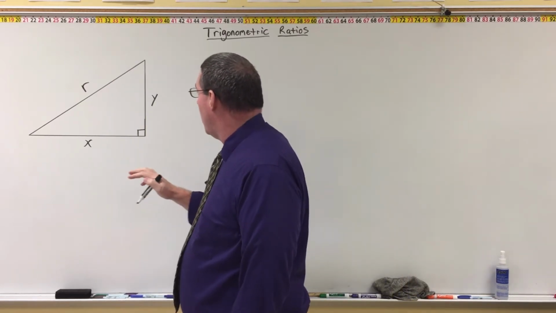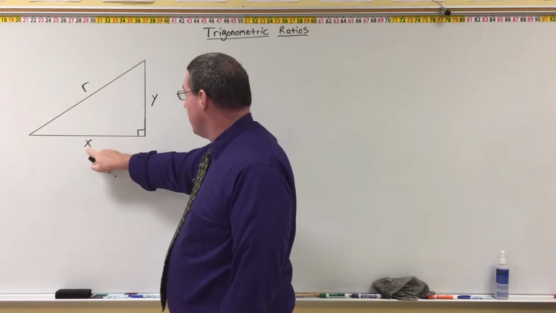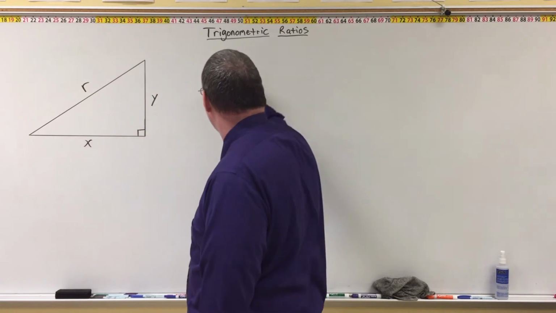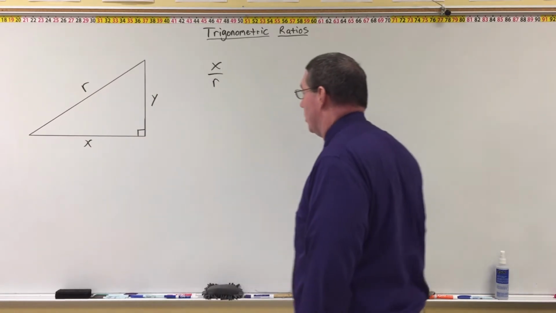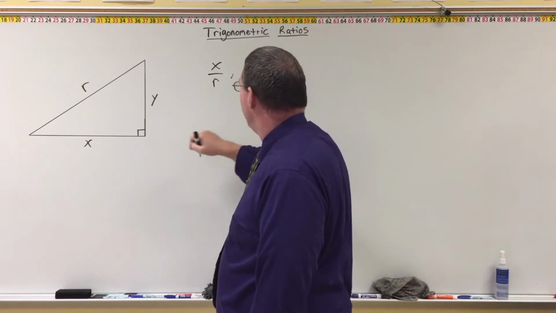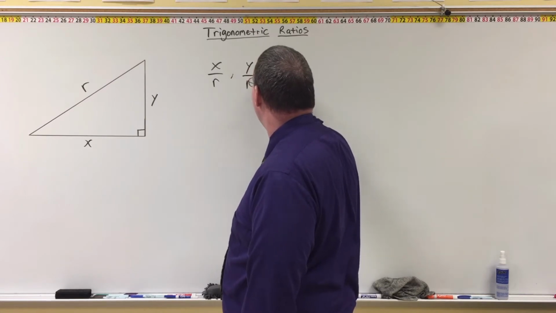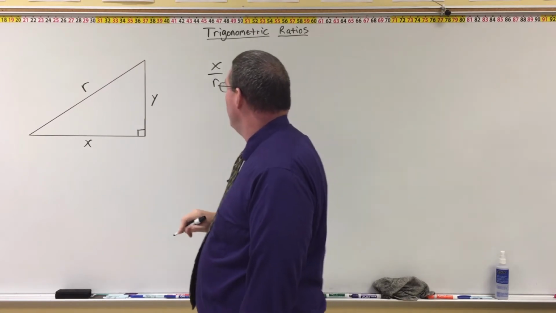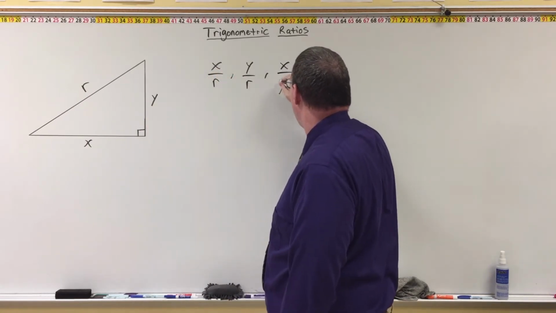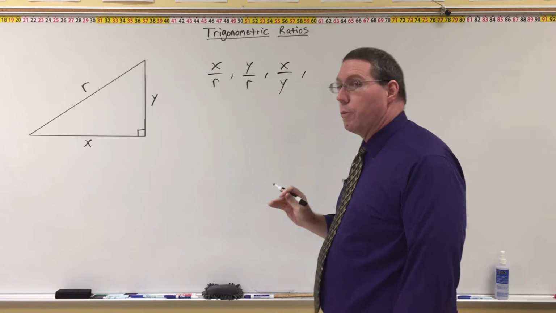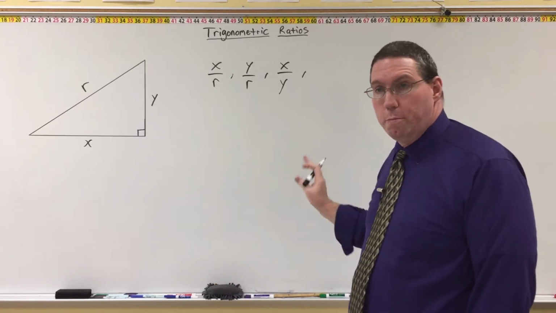We could create a fraction that is x divided by r, so x over r. That's one possible fraction. Another fraction that we could do is y divided by r. We can also do x divided by y, so that's x over y. Now understand, we're trying to identify unique fractions where there are no duplicates.